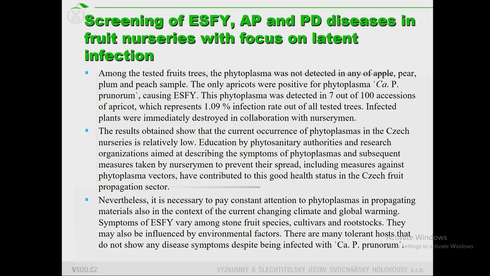So the logical next step would be to pay attention also to tolerance in these key fruit tree species, because due to the change of global climate, we can expect new streams or new infection sources, especially due to vectors of phytoplasma, which can endanger plantations or nursery propagation material or nursery stock in the future.